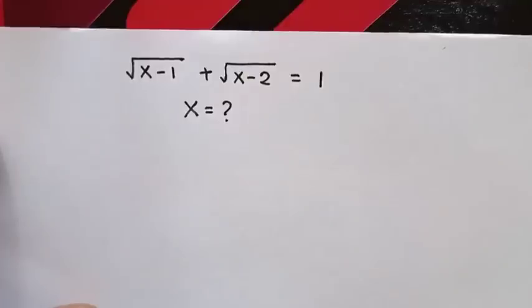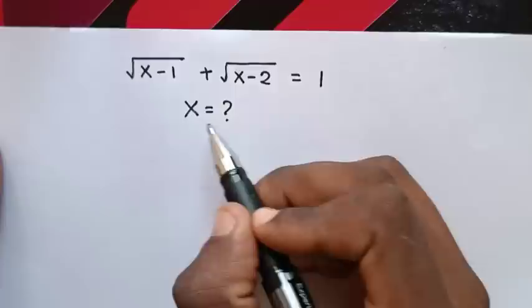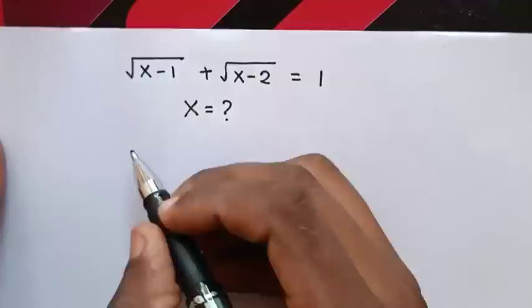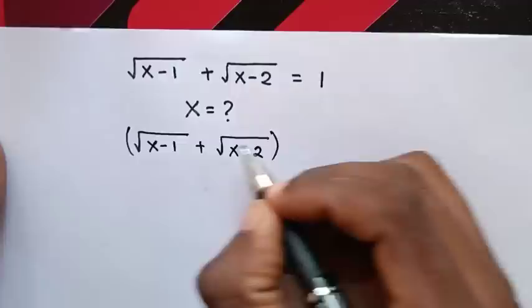Hello, how to solve square root of x minus 1 plus square root of x minus 2 is equal to 1 to find the value of x. So first we square both sides. So our equation will be (square root of x minus 1 plus square root of x minus 2) bracket square is equal to 1 square.